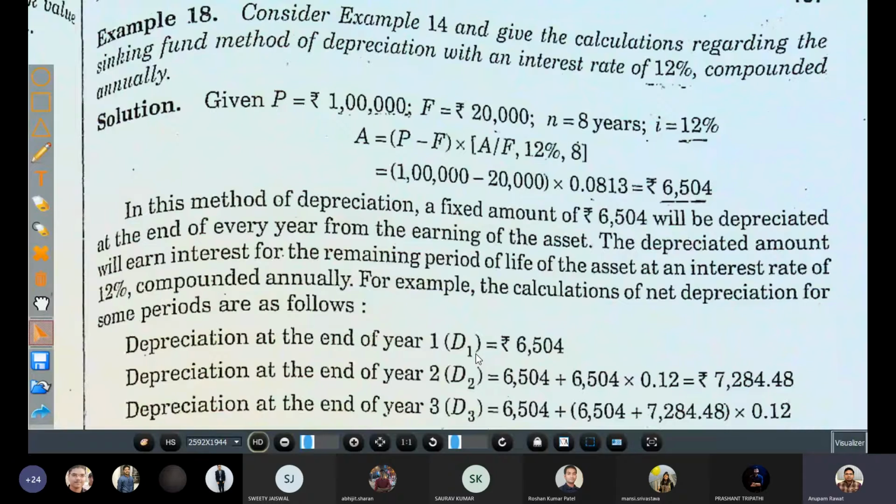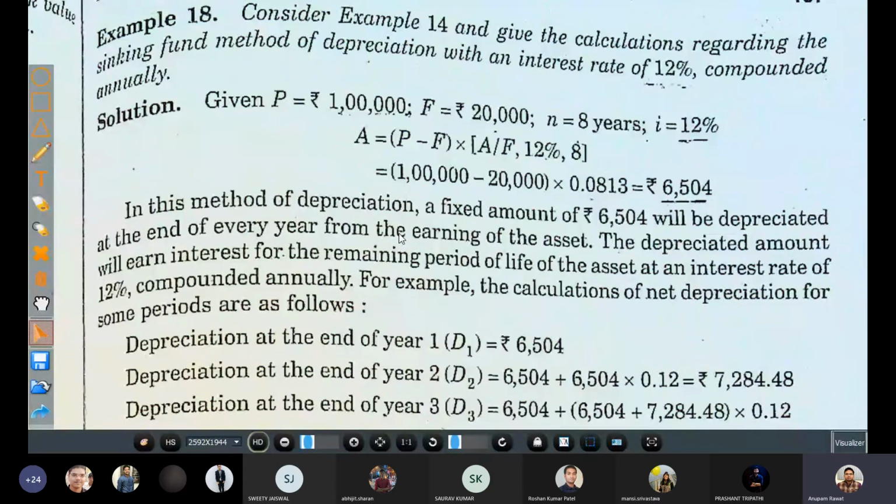Now, for that the A will be calculated, that is (P minus F) into A upon F, 12% rate for 8 years. So the factor will be 0.0813, and that will be multiplied by the 8,000. So that becomes 6,504.